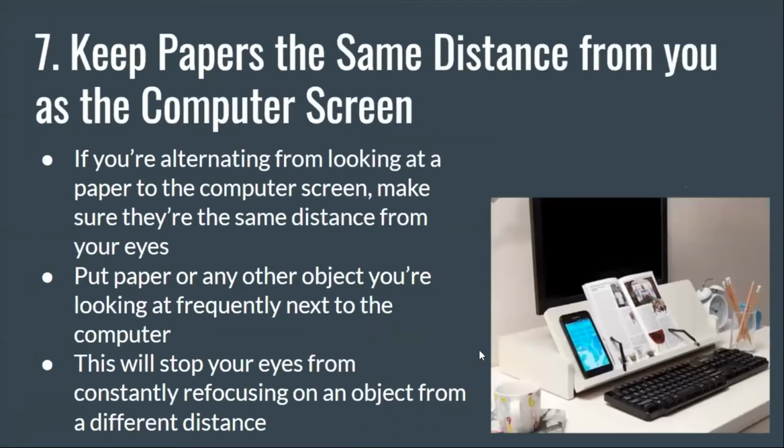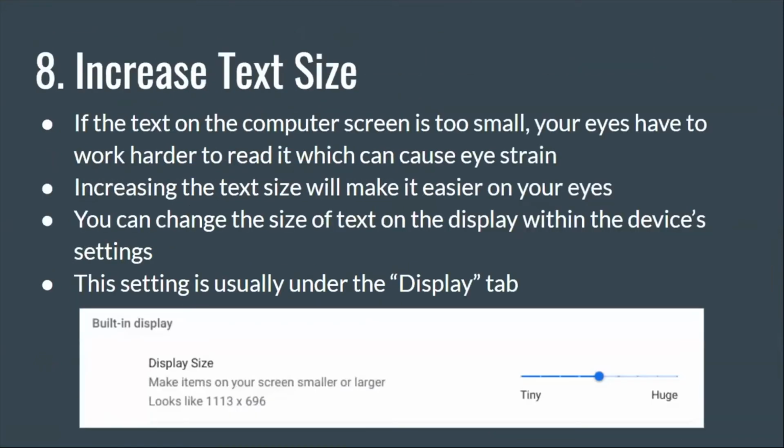Number 7. Keep papers the same distance from you as the computer screen. If you're alternating from looking at a paper to the computer screen, make sure they're the same distance from your eyes. Put paper or any other object you're looking at frequently next to the computer. This will stop your eyes from constantly refocusing on an object from a different distance.